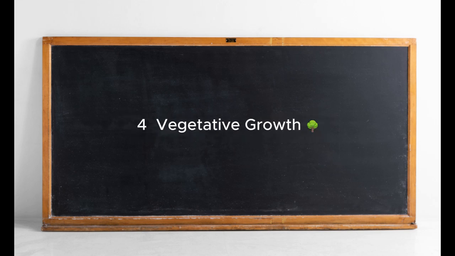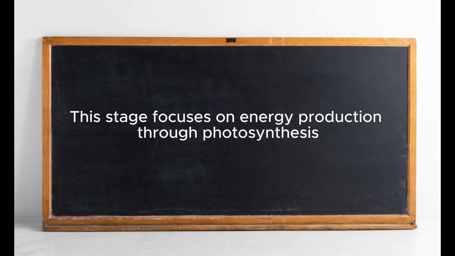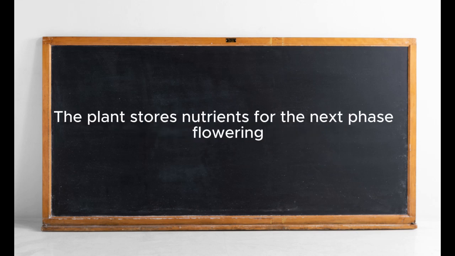4. Vegetative growth. The plant grows larger leaves, stronger stems, and deeper roots. This stage focuses on energy production through photosynthesis. The plant stores nutrients for the next phase, flowering.